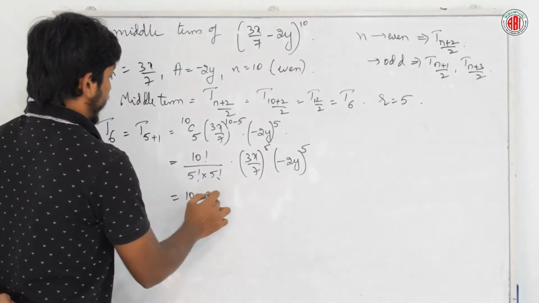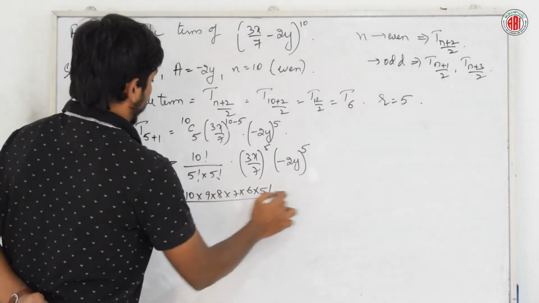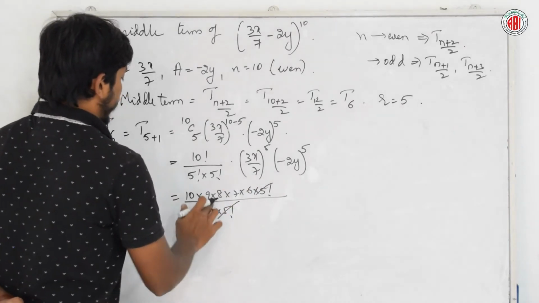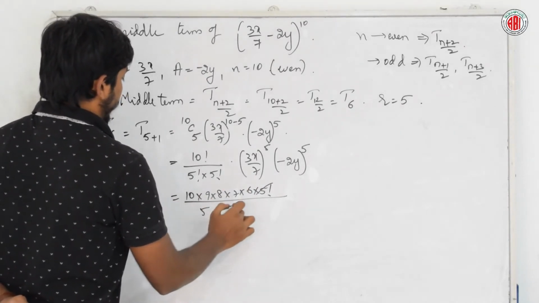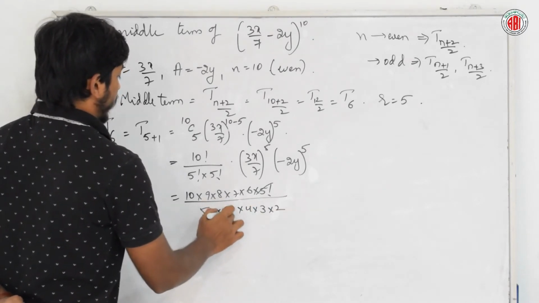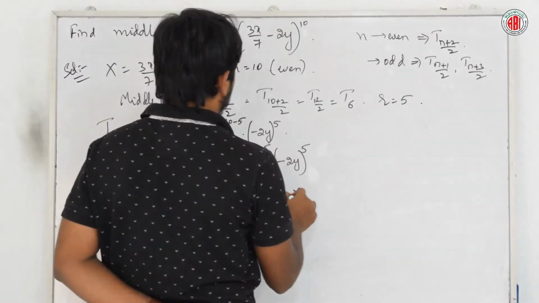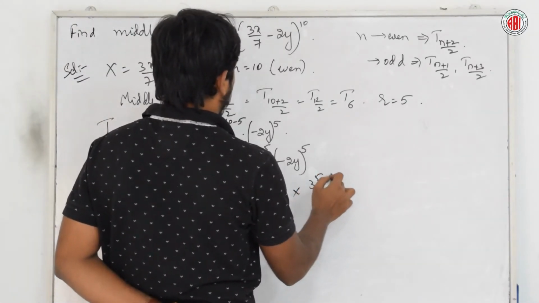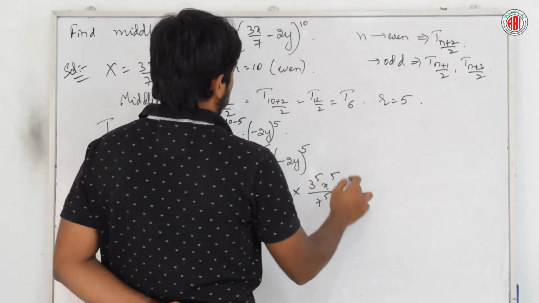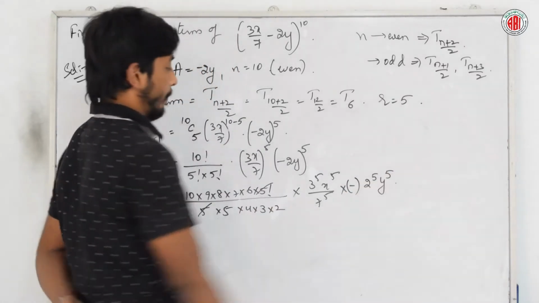10 is 10, 9, 8, 7, 6, 5 factorial by 5 factorial into 5 factorial. These both will get cancelled. Let me write one more 5 factorial as 5, 4, 3, 2. Okay, let me cancel this. 5, 4, 3, 2 into here 3 power 5, x power 5, 7 power 5 into minus power 5 is again minus 2 power 5, y power 5.